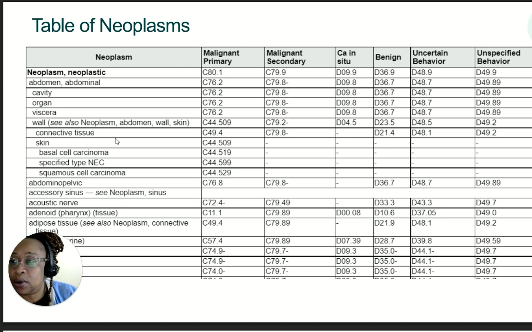But we have several categories here, starting with the abdominal or abdomen. Then we go into the cavity, organs, walls, connective tissue, skin, and so forth. But this is your neoplasm. It's very important to make sure that you are tabbing your books so that you are going to those correct areas in a reasonable amount of time, so you're not flipping through the pages. So it's important to have this actual table of neoplasm tabbed out. Anytime it's relating to anything that's possibly malignant or could be benign, you want to go to this particular area.